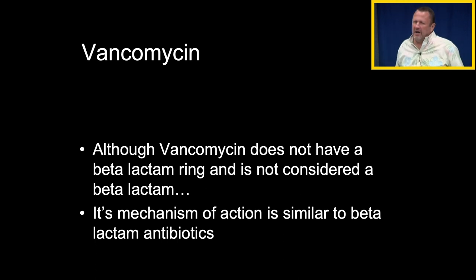All right, vancomycin does not have a beta-lactam ring, and so we don't consider it to be a beta-lactam antibiotic. However, its mechanism of action is very similar to the other beta-lactam antibiotics, so that's how vancomycin ended up here. Vancomycin is not related to erythromycin. It is not in the same class. They share that mycin word because they are polyketides derived originally from bacteria and fungi.